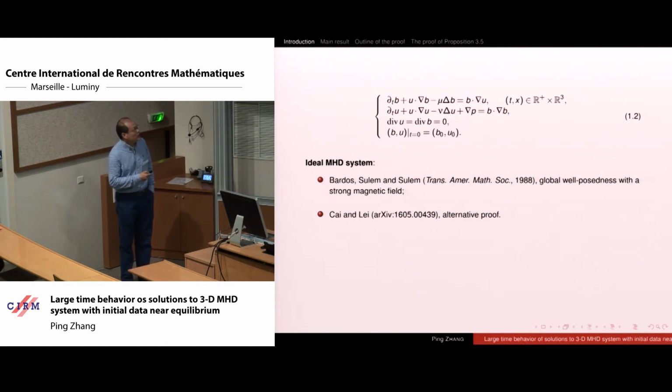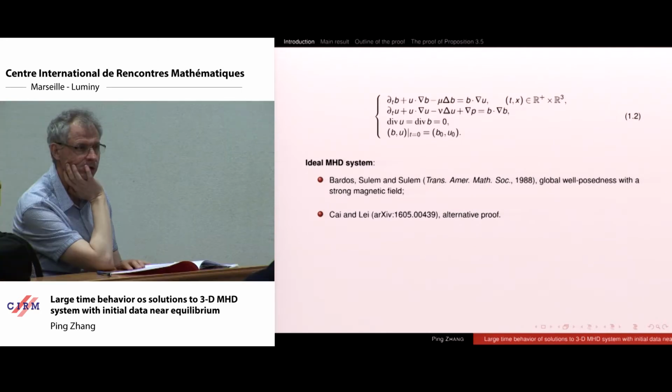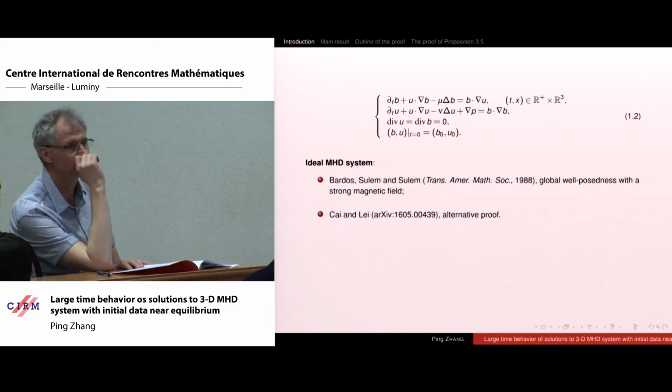In the ideal MHD system, which means when mu equals 0, it was first proved by Bardos, Sulem, and Sulem that there is global existence and uniqueness of solutions to the system with B0 a small perturbation of e3 and the initial velocity sufficiently small. And very recently, there is work by Cai and Lei which simplified this work by using the ghost energy method of Sergiu Klainerman.